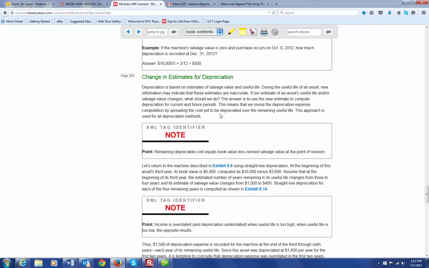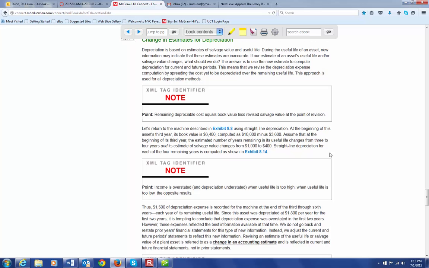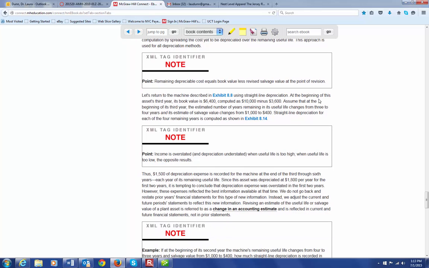So you now have to use the new estimate to compute depreciation for the current period and future periods. So you have to revise the depreciation expense computation by spreading the cost yet to be depreciated over the remaining useful life. And then you do this for all depreciation methods. So remaining depreciable cost equals the book value at that point in time, less the revised salvage value at the point of revision. And this explains an example of how it applies to an actual situation.